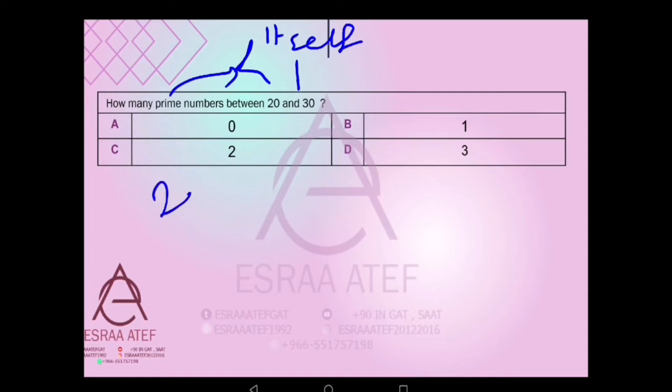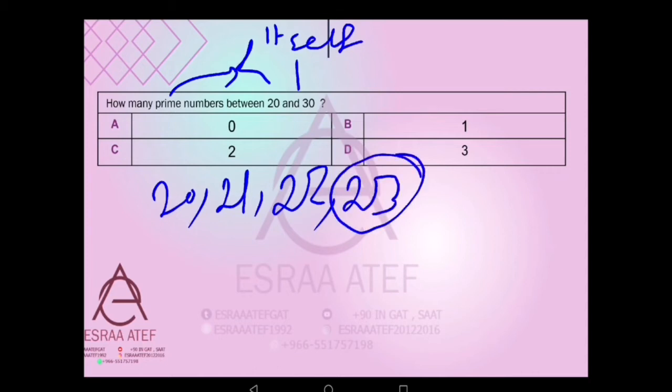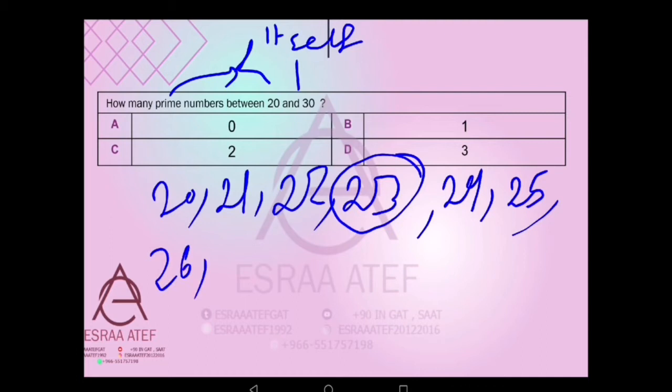20 can be divided by 2 and 10. 21 can be divided by 3 and 7. 22 can be divided by 2 and 11. 23, the first one, is prime. 24 can be divided by 4, by 12, and by a lot of numbers. 25 the same, by 5. 26 the same, it can be divided by other numbers.